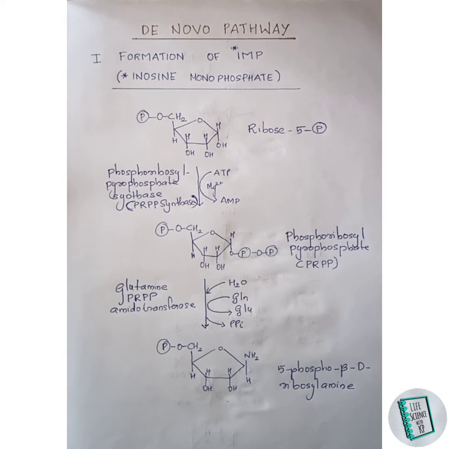Today we will be discussing the de novo pathway for the synthesis of purine nucleotides. Here we will first discuss the formation of IMP, or inosine monophosphate, which is the first part of the pathway, and in the next video we will discuss the rest of the pathway for the synthesis of purine nucleotides. The formation of IMP starts with ribose 5-phosphate.